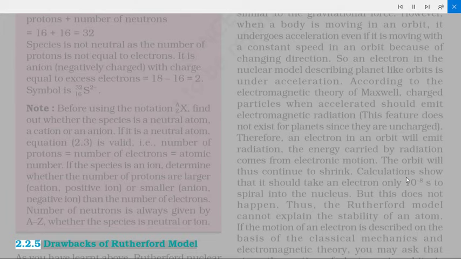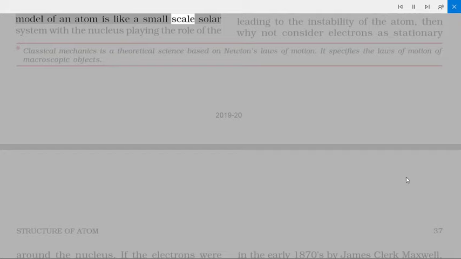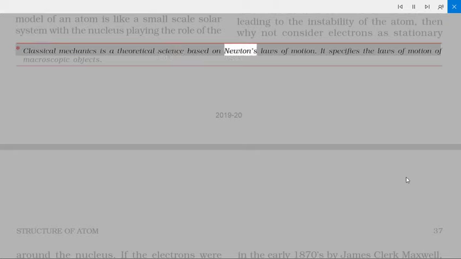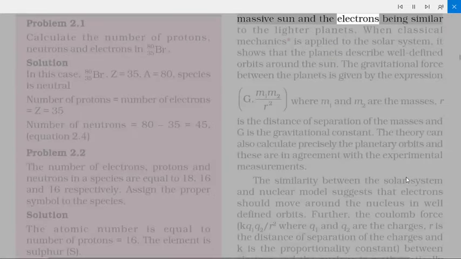Drawbacks of the Rutherford model. As you have learned above, the Rutherford nuclear model of an atom is like a small-scale solar system with the nucleus playing the role of the sun. Classical mechanics is a theoretical science based on Newton's laws of motion. It specifies the laws of motion of macroscopic objects. The massive sun and the electrons being similar to the lighter planets.